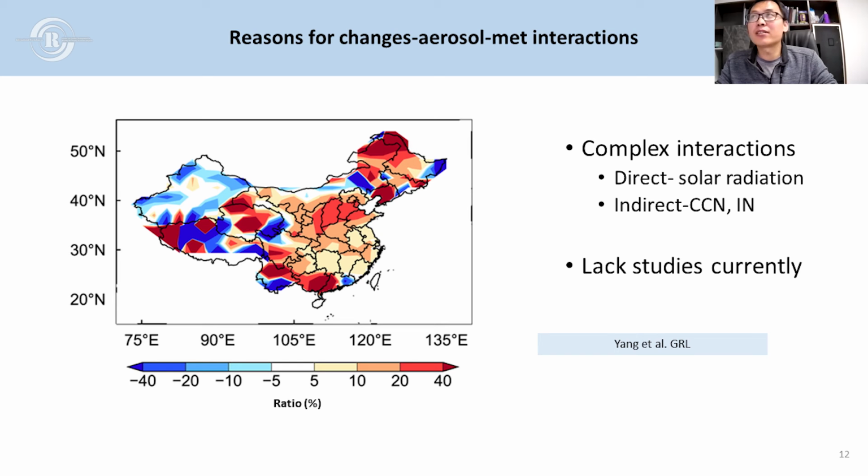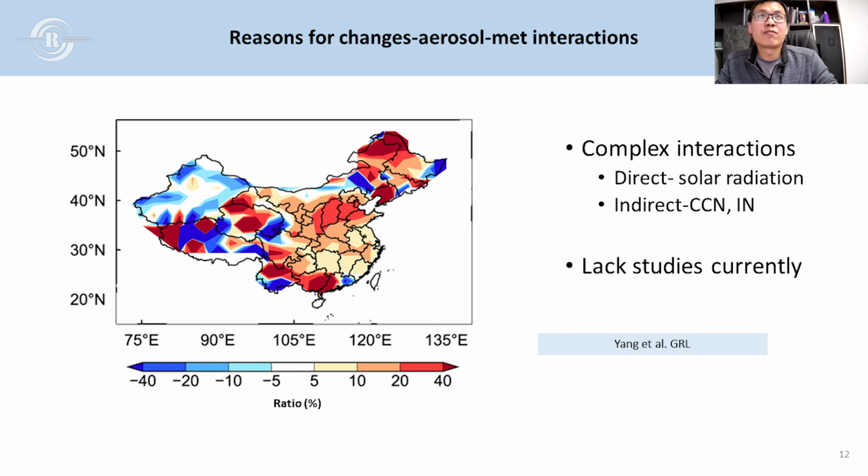It's actually the aerosol and meteorology interactions. So we have a lot of aerosols. The aerosols, the pollutions, can block the solar radiation and reduce the dispersion of the air pollutants. So this is due to the very complex aerosol and meteorology interactions, including the direct effects and the indirect effects. So aerosols can act as cloud condensation nuclei and ice nuclei. However, currently there's a lack of studies.